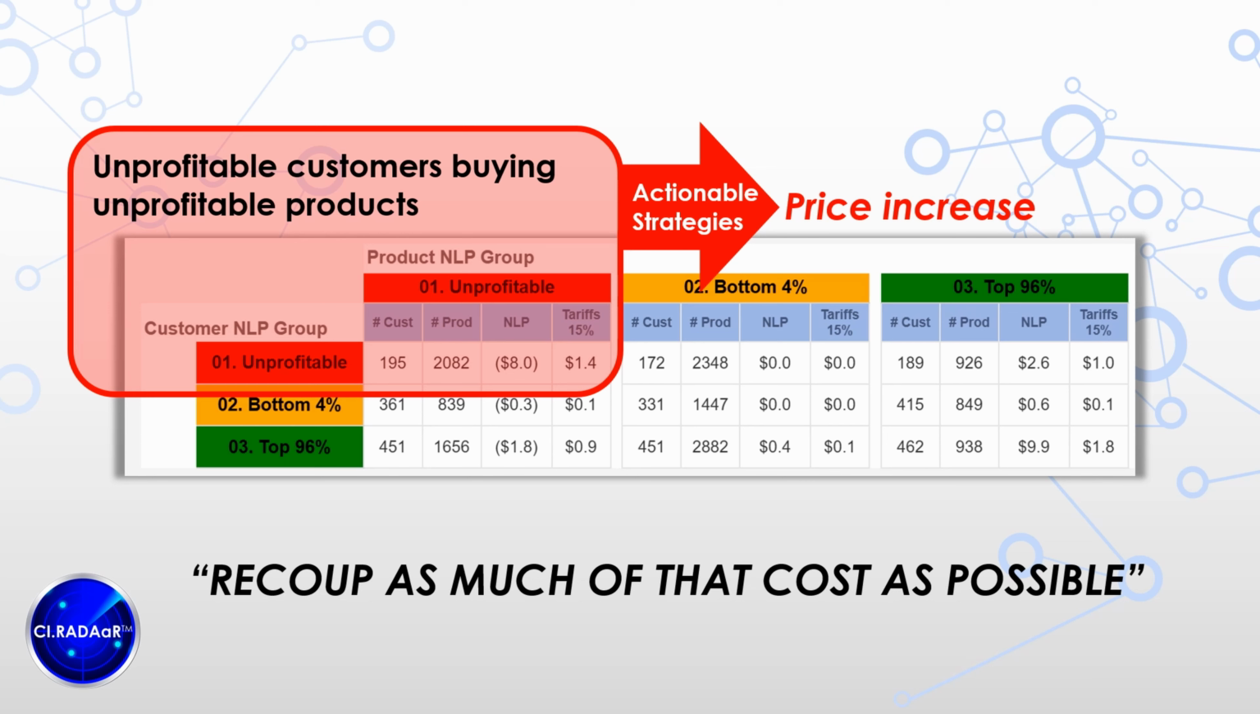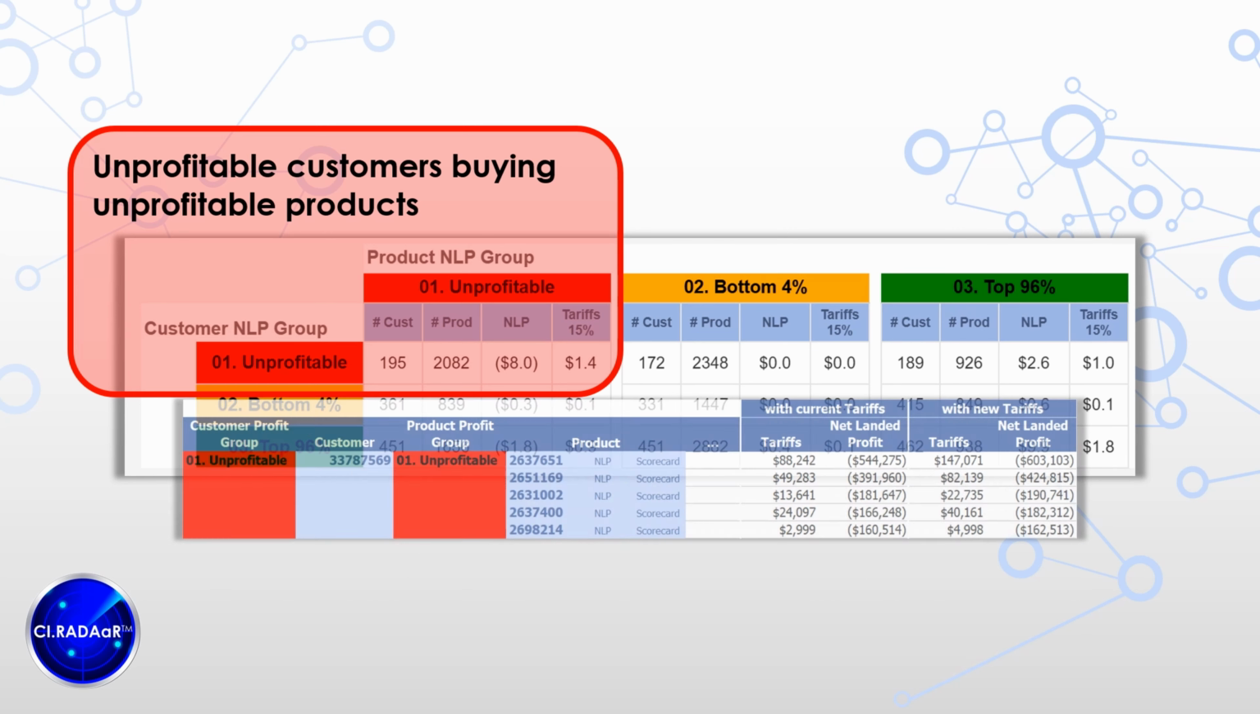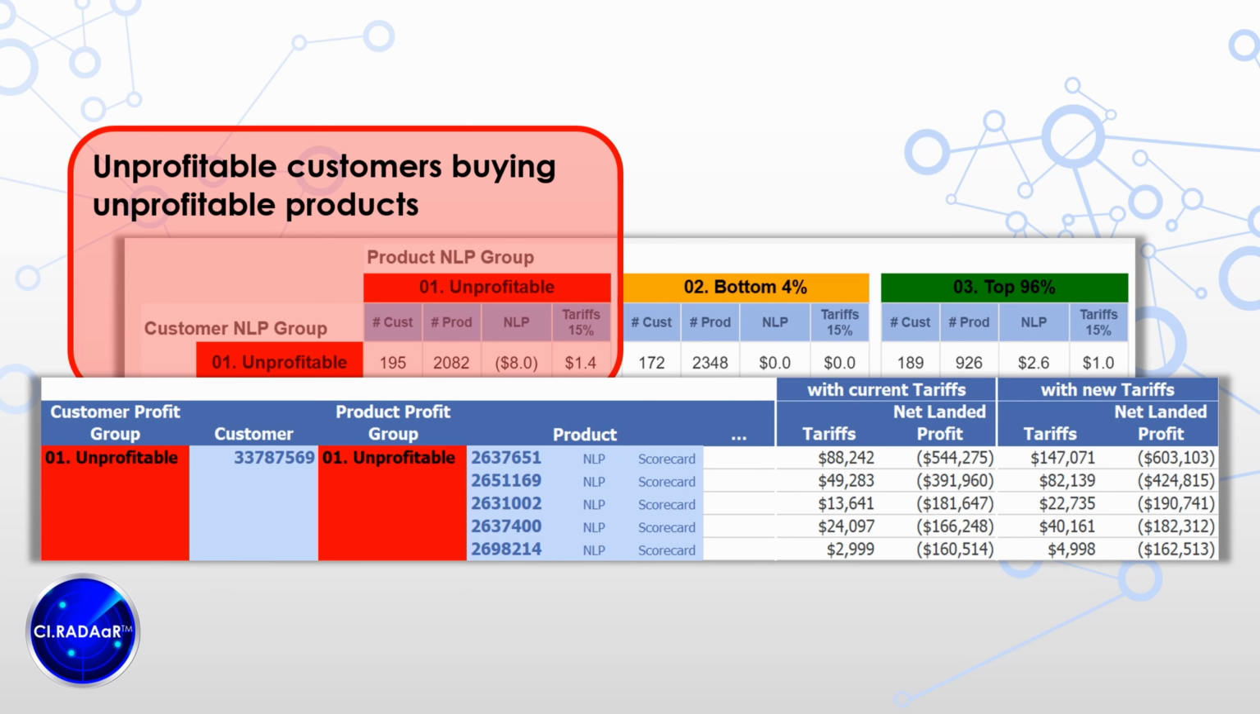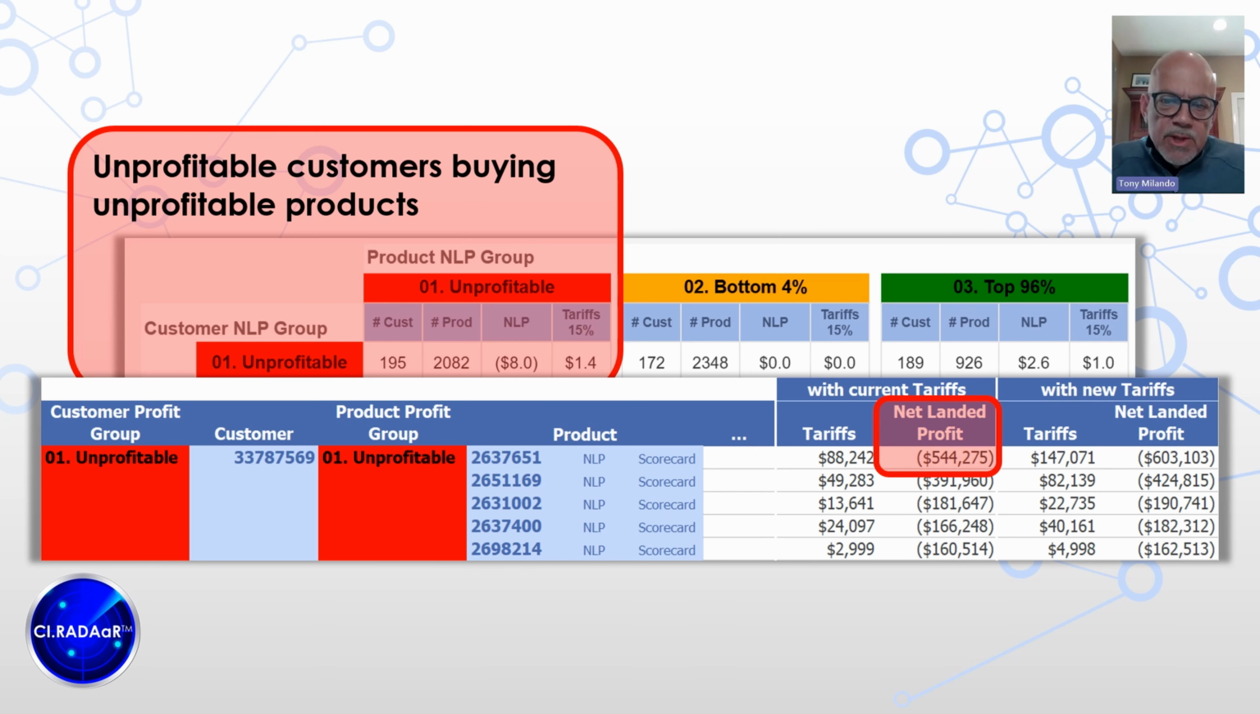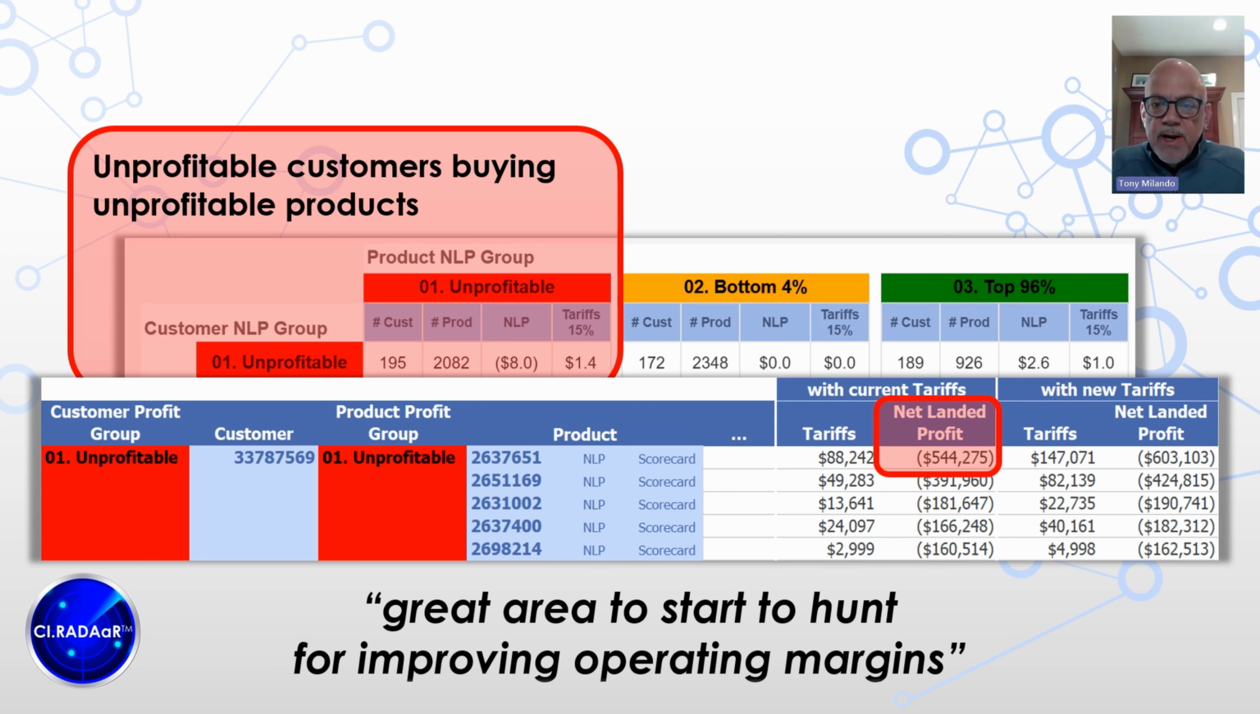Again, tariffs are an added element, but the power here is, for instance, in that first item, you're losing $500,000. So the question is, can you get any of that back in price, or do you really need to evaluate the cost and look for redesigns to improve the margin on that? It's a great area to start to really hunt for improved operating margin.